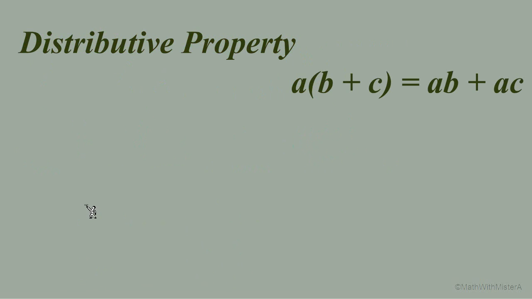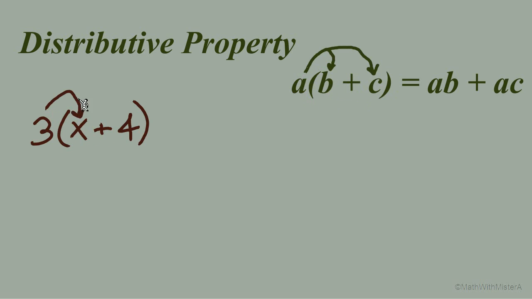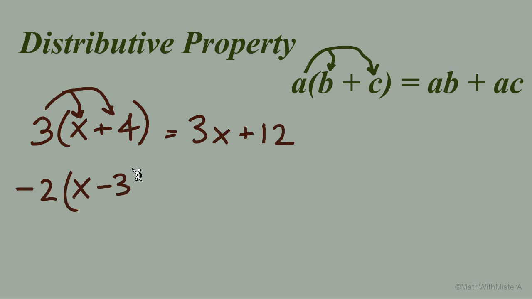We'll also see some examples where we will use the distributive property, where we are multiplying some number or variable by a group of two or more numbers or variables. We need to multiply this number out front by each term that is inside the parentheses, a times b plus a times c. Some quick examples would be 3 times x plus 4. We'll multiply the 3 times the x and times the 4. 3x plus 12.